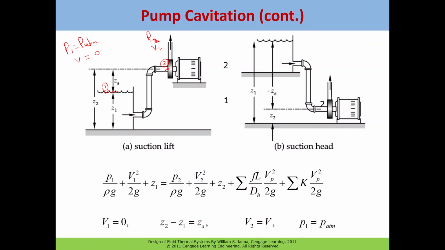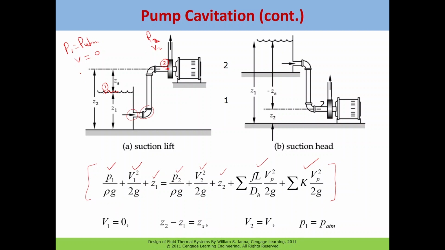So if we set up the Bernoulli equation between this point and this point, we can write the pressure term, the velocity term and the potential term at point 1, and at section 2 the pressure term, velocity term and potential term. There are also some minor losses like the inlet and the bend, and there may be some others. So the summation of minor losses, and there is the friction loss in this line. So we can set up the modified Bernoulli's equation in this form.